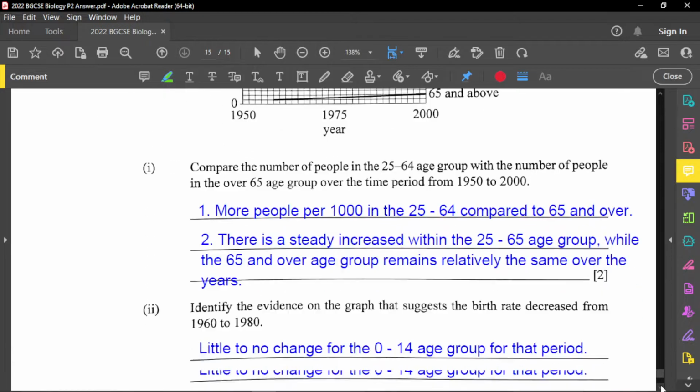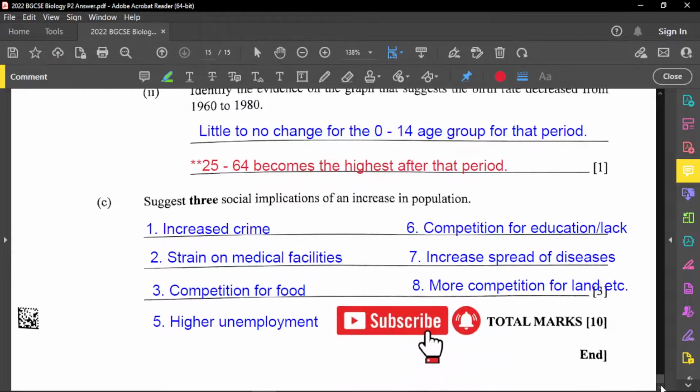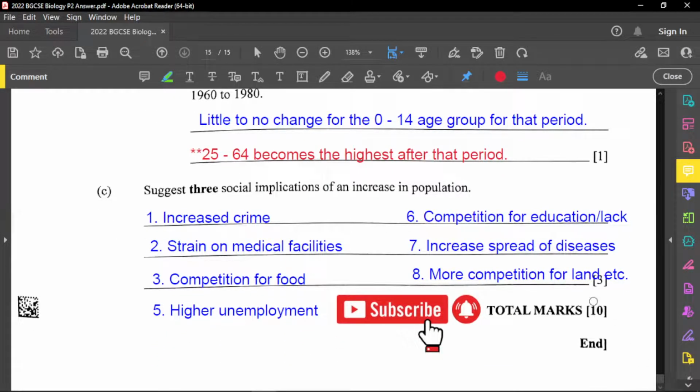All right. And so the last part of the question is: name three social implications of an increased population. If you have an increased population, you may have an increase in crime. All right. More people in any given spot always means problems. That's why you should avoid crowds. Strain on medical facilities, definitely. Competition for food and other resources too. Higher unemployment, I should say, and that could tie into crime as well, and also other things like theft. Also competition for education, or lack thereof.